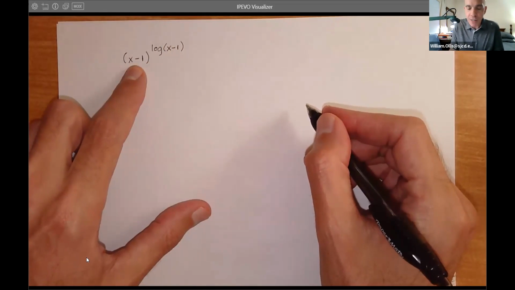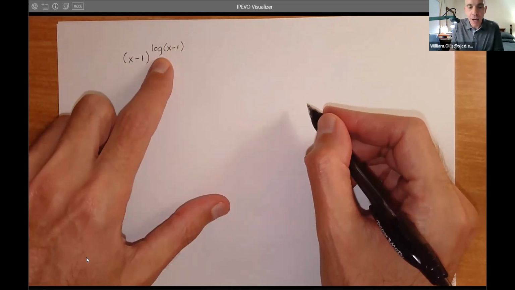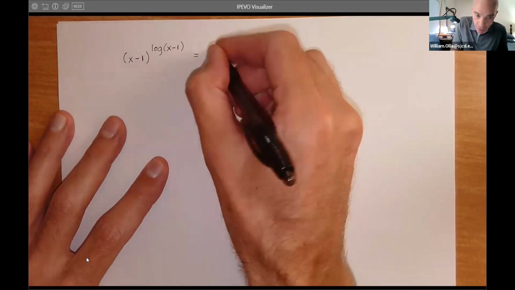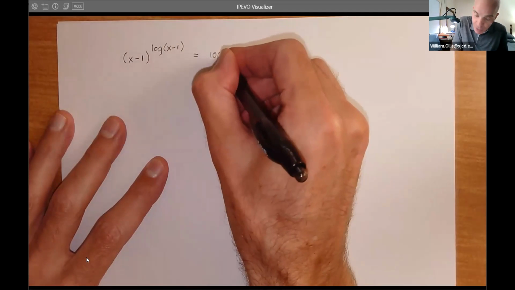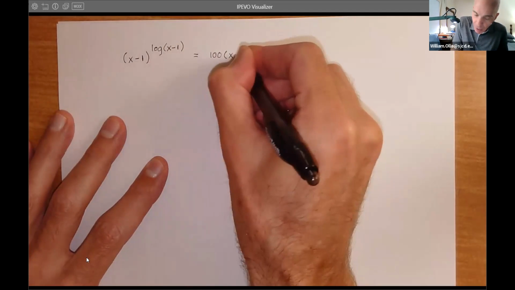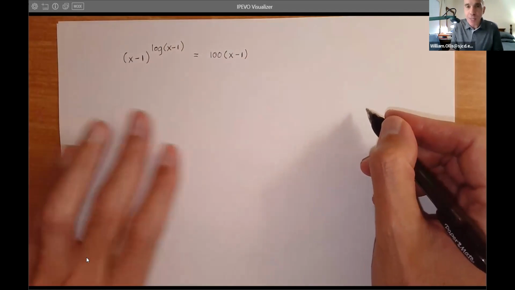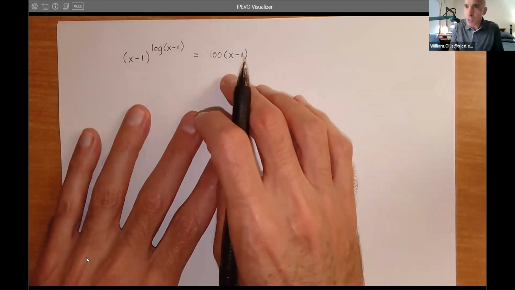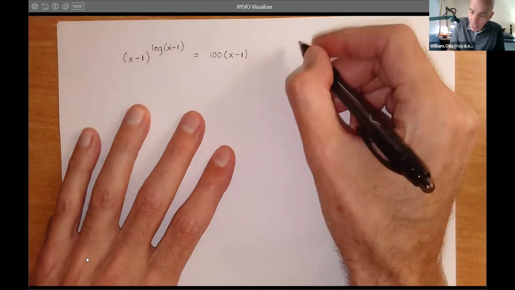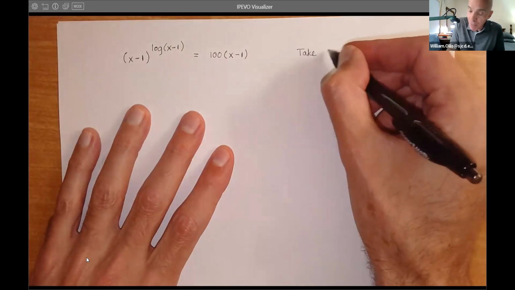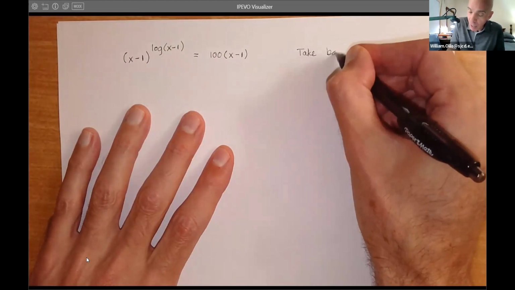We have (x minus 1) raised to the base 10 log of (x minus 1) equals 100 times (x minus 1). This was a problem where there were 3 equations, and WebAssign gave a hint for this one, and I want to go ahead and use it. It said take, and this is one way to do it, and the hint's actually good, take base 10 logs.